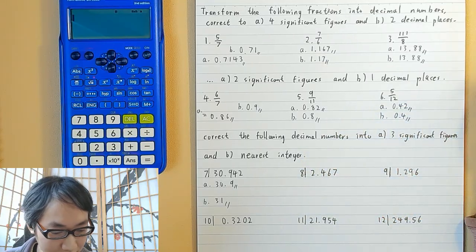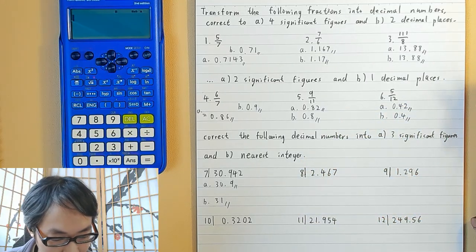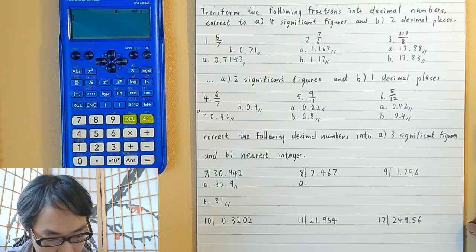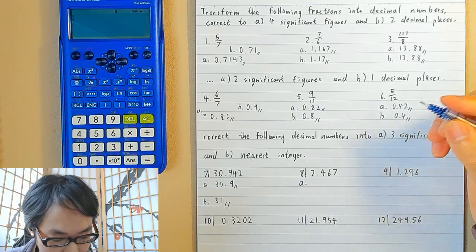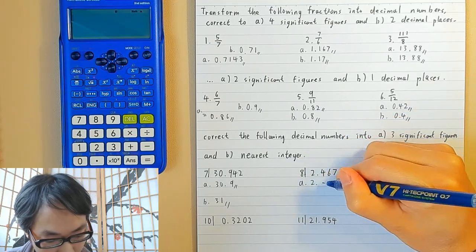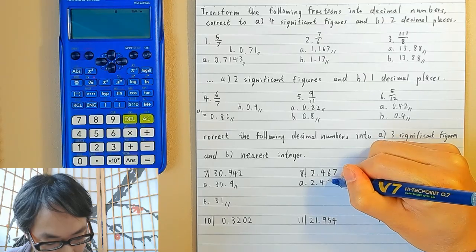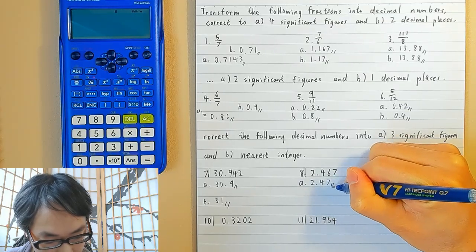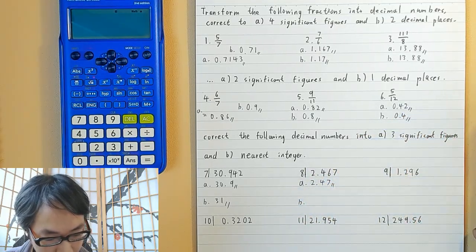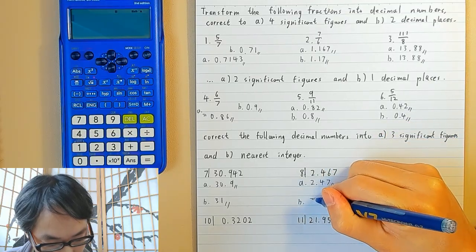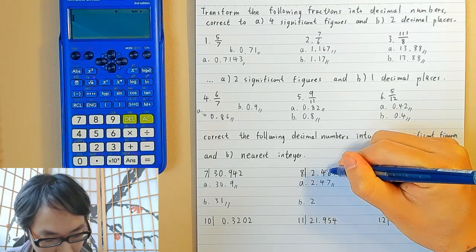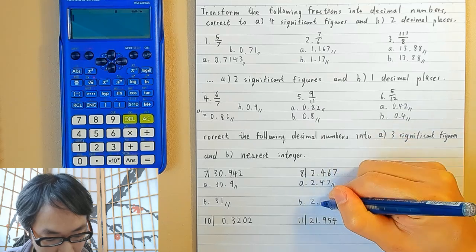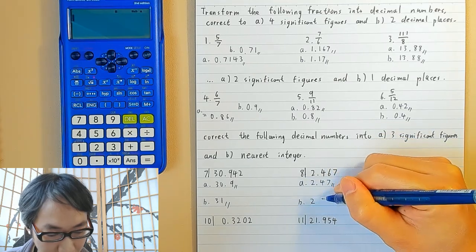Then number 8, 2.467. So 3 significant figures. So this is 2.47. The nearest integer is 2. The next digit is 4, so 2 is a better approximation than 3.